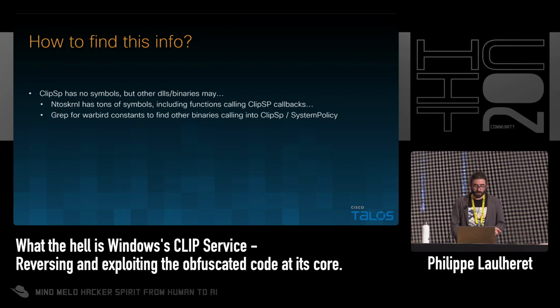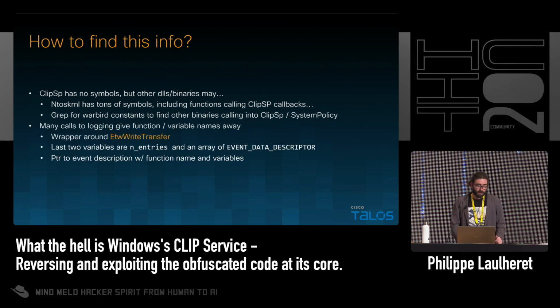As I said, NTOS has symbols, clipsp has no symbols, but other binaries might. So a good trick is to start grepping the whole file system for all of those Warbird stuff, so you can find other binaries that are calling into the thing that may have symbols. All the clip stuff have the symbols stripped, but other drivers may not. So that's useful to retrieve function names and so on.